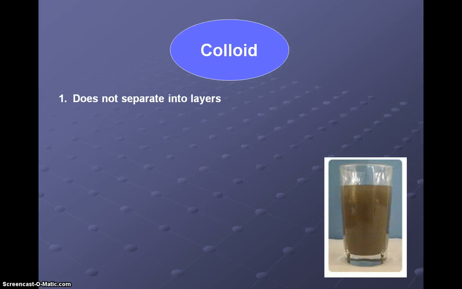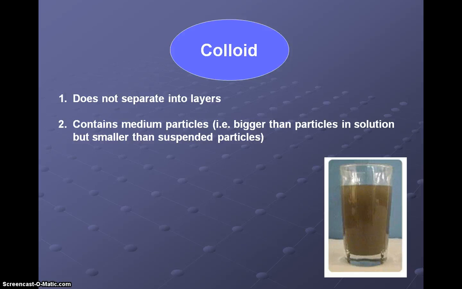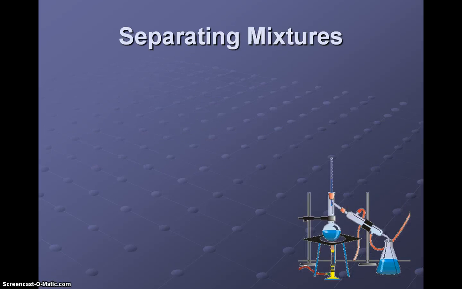Okay, and then lastly, we have a colloid. A colloid is something that sort of has medium-sized particles, but it won't separate into layers. So the particles won't settle down to the bottom. Okay, and the medium-sized particles sort of stay suspended in the solution. Okay, and one of the most important specific things about identifying a colloid, like if you wanted to look at something and know, is this a colloid or a solution? Colloids scatter light. You cannot see through them.